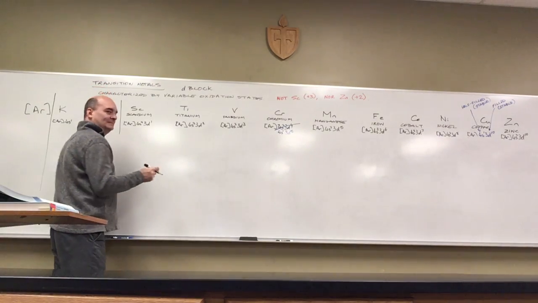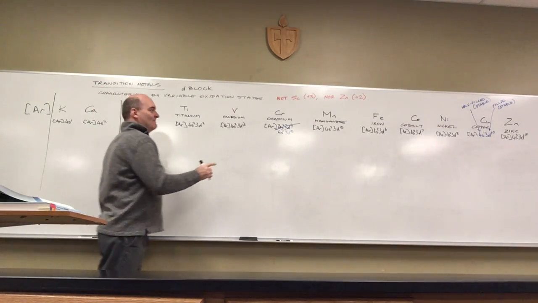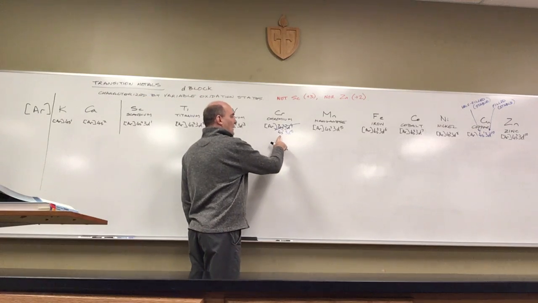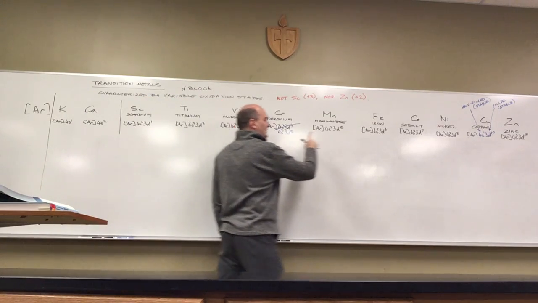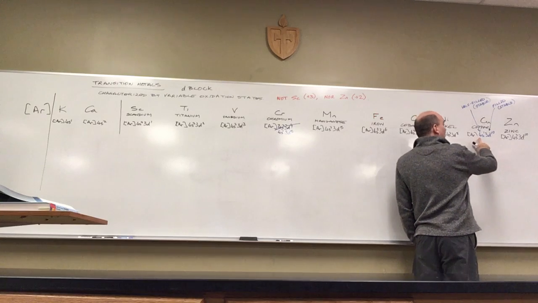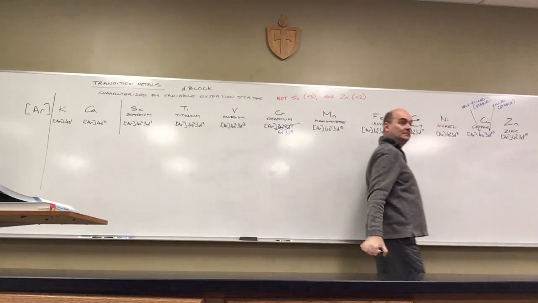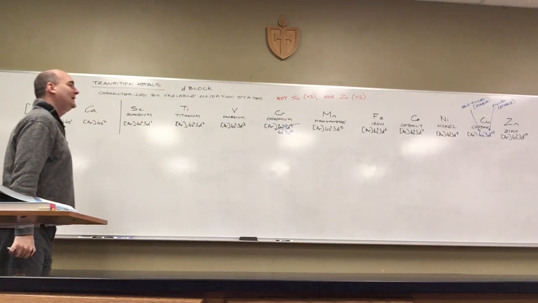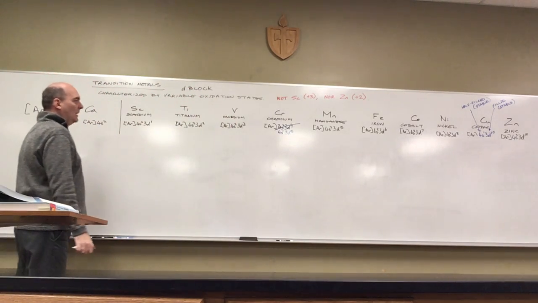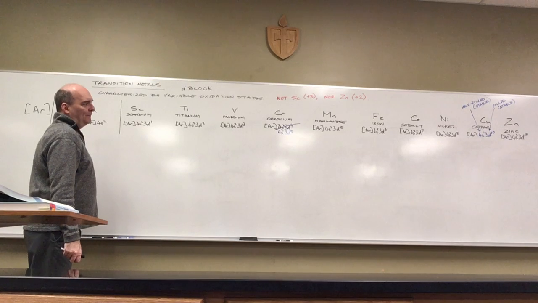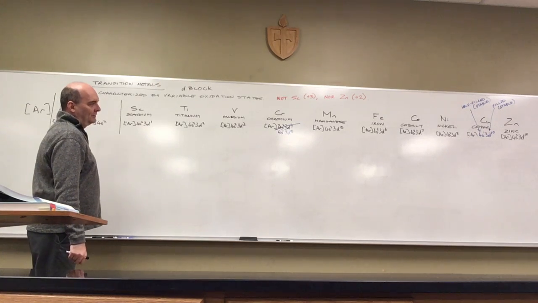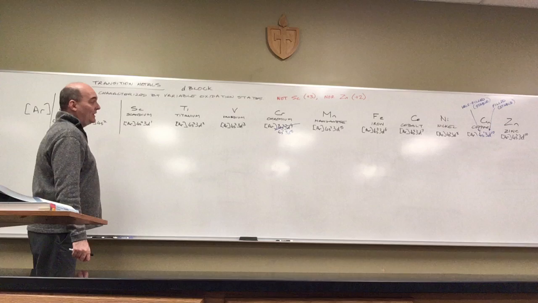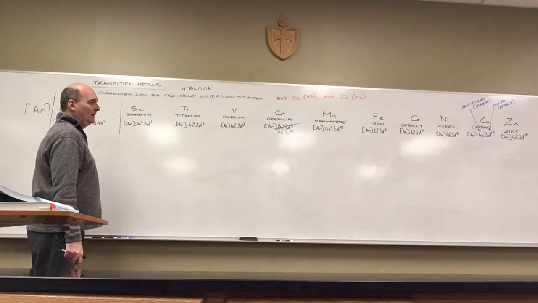So the only reason why chromium and copper make the 4s1, 3d5 and 3d10 configurations is that it makes them more stable. Half filled, half filled, filled. So you get a little bit extra stabilization. All right, before I go on and talk about the actual interesting stuff, let's just do the regular chemistry.